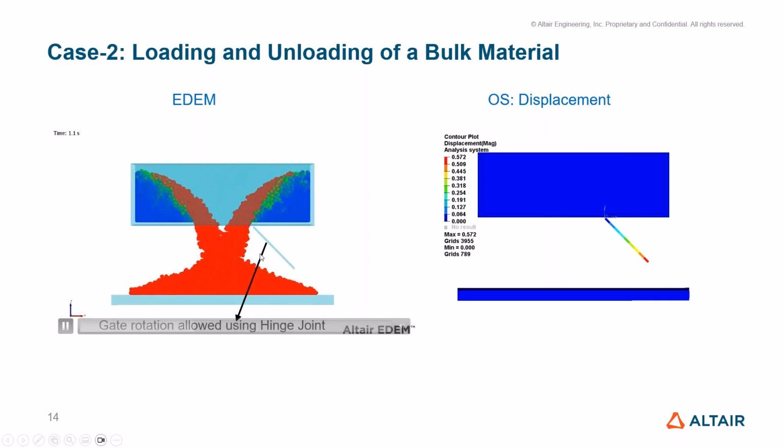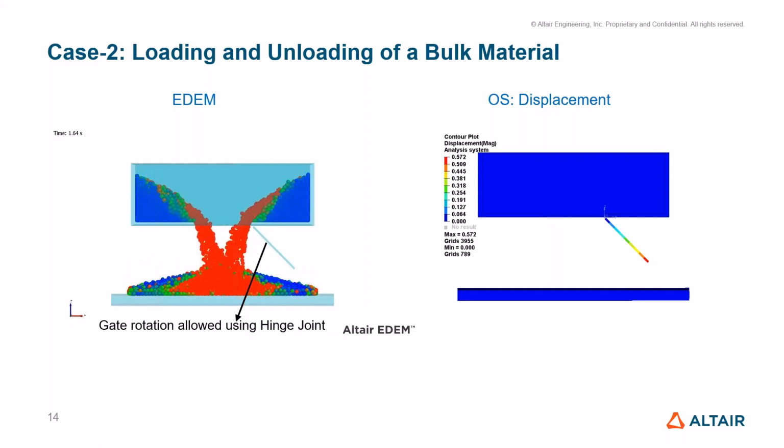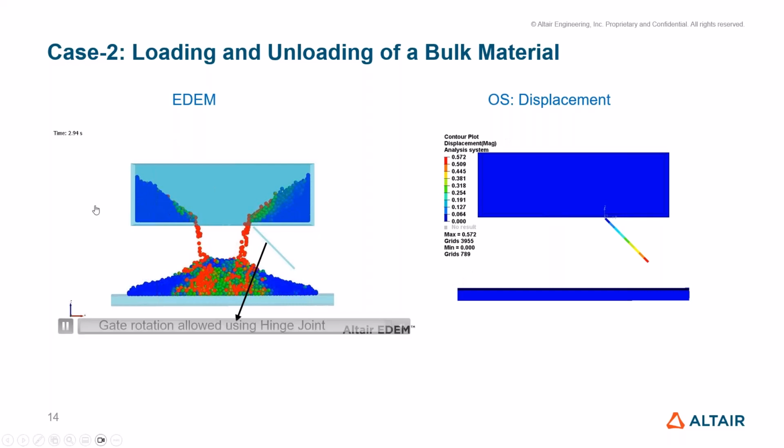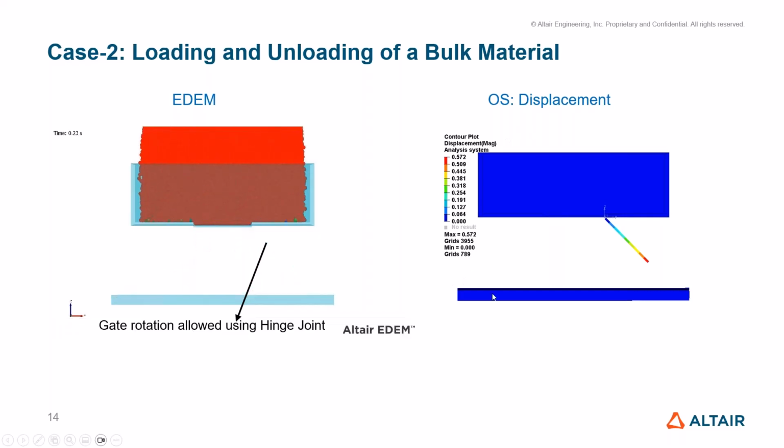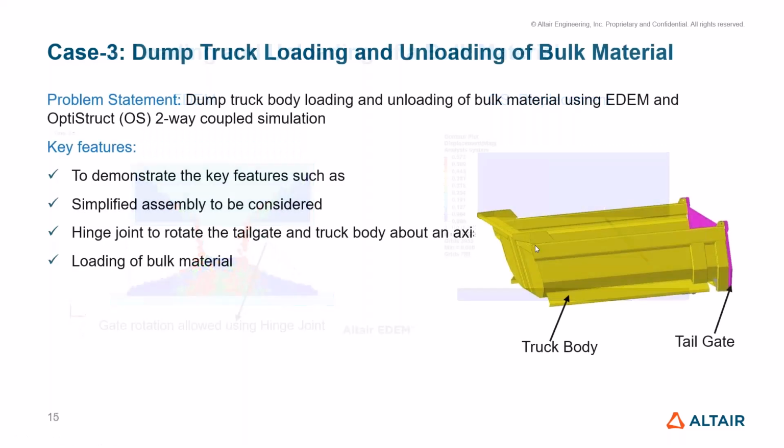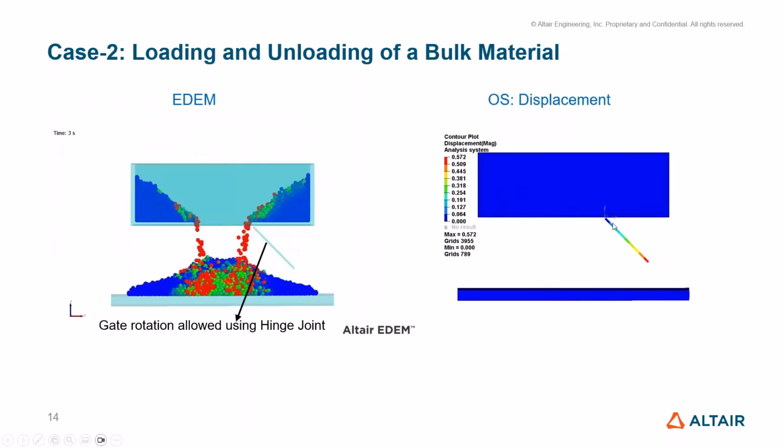The intention of developing this use case is that with small models, we try to replicate any kind of new mechanism to understand and implement it in a large scale system. So this is about the EDEM results. Next, coming to the OptiStruct side, you can see the displacement, how the plate was rotated, which shows the rotational displacement, or you can see the displacement magnitude of the plate.